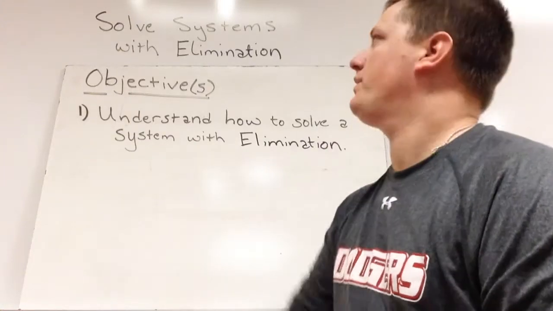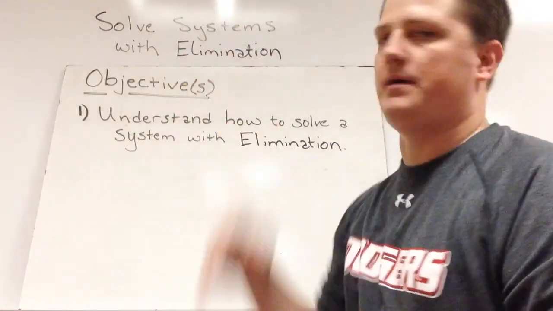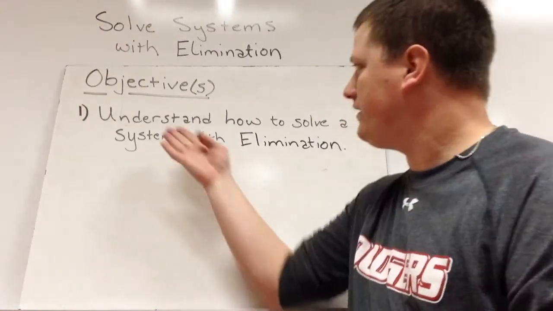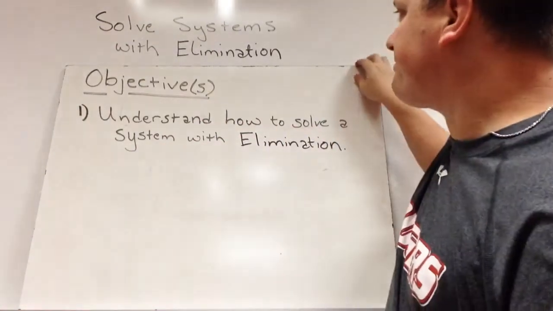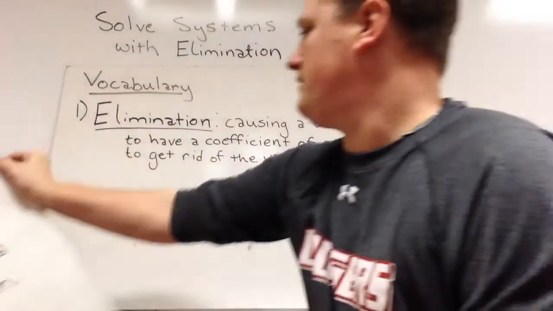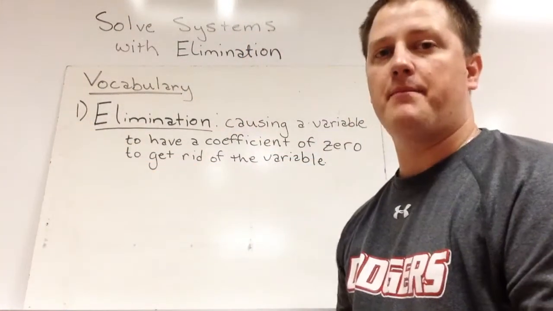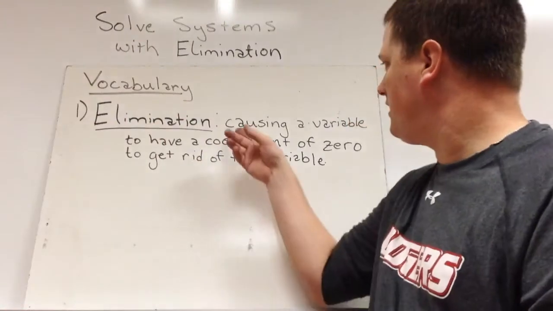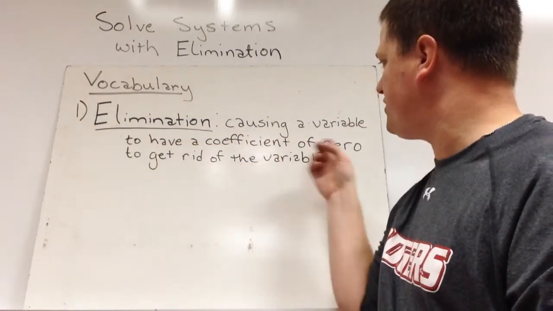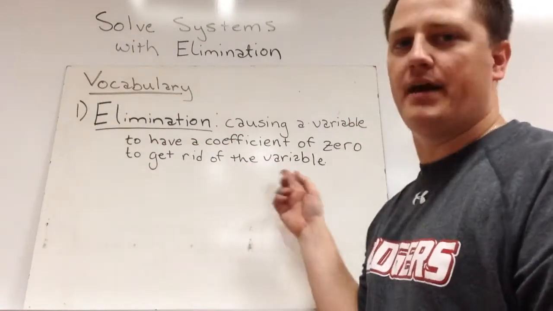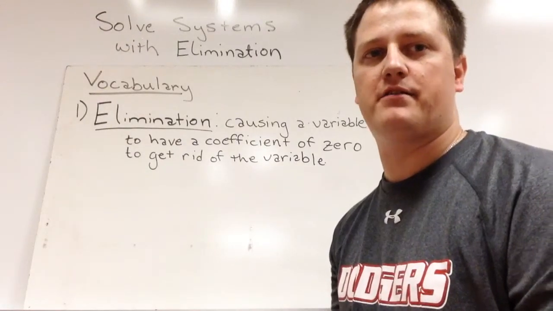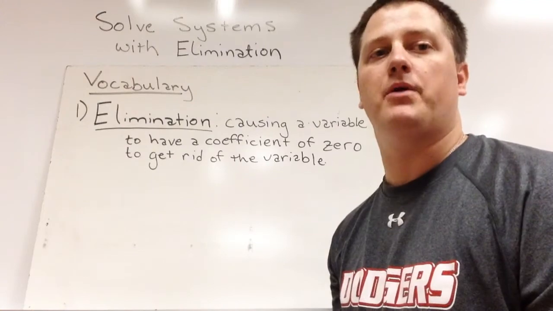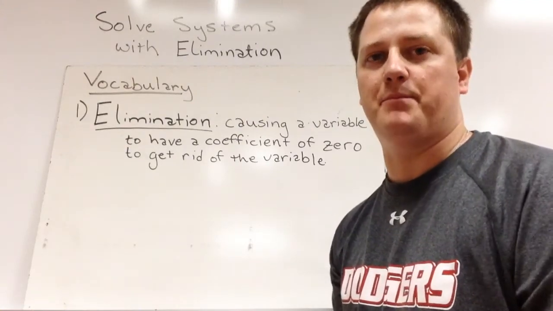Alright, in this lesson we're going to be looking at solving systems with elimination. Our objective: to understand how to solve a system with elimination. Vocabulary would be elimination, causing a variable to have a coefficient of 0 to get rid of the variable. When a variable has a number in front of it that's 0, we don't need that variable anymore. It makes the problem a little simpler.